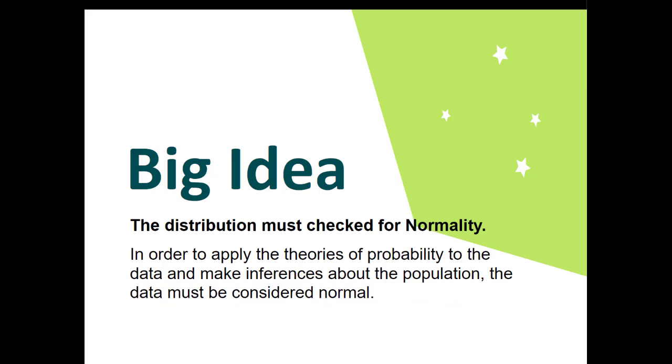The next big idea is that the distribution must be checked for normality. For this class, we're going to depend on the distribution of the data being normal in order to make inferences about a population. With the tests that we will be conducting in this course, we will not be able to conduct those tests if the data is not normal. So it's really, really important that it's normal. At the same time, we're doing things like reducing error.